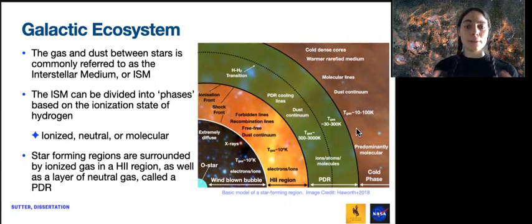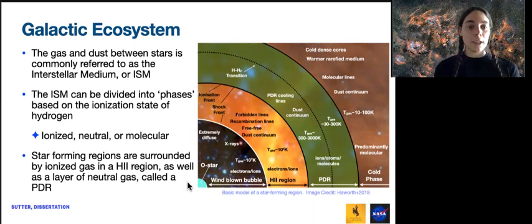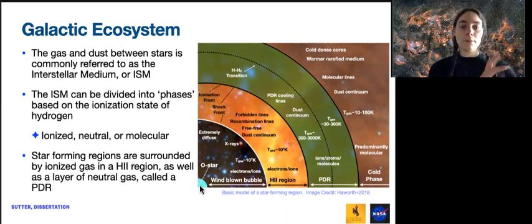Since I'm interested in star formation, I've highlighted what these different phases look like around a star forming region. So this is similar again to that Orion Nebula that we flew through, where in the center we have those young stars that have maybe cleared out some of the gas with their high energy light. So in the Orion Nebula, there were those bright white stars. In this one, we're just representing it with one hot blue O star.